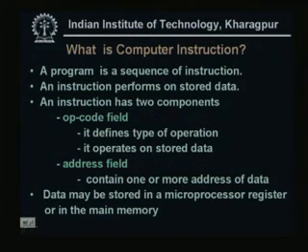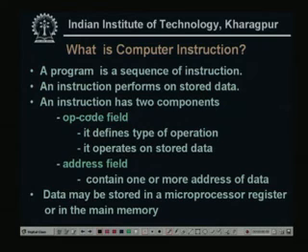All of you know that a software program consists of a sequence of instructions. Now an instruction performs on stored data. That means a program is nothing but a sequence of operations to be performed on the data, and an instruction is one single operation on the data. So an instruction has two components. Normally we call them the opcode field and the address field.